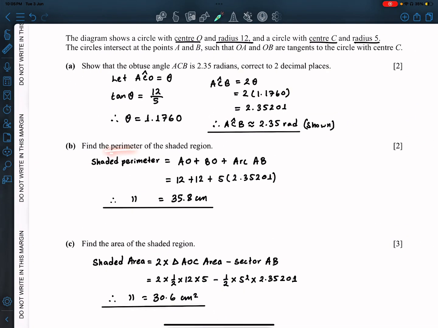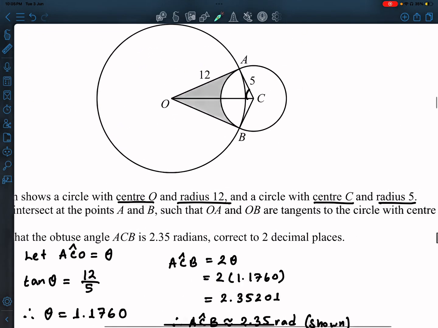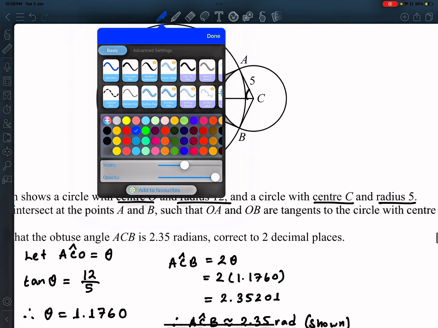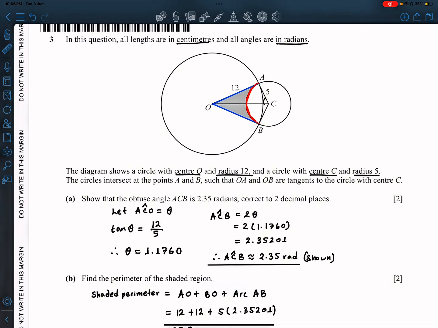Now they told us to find the perimeter of the shaded region. So what is the perimeter of the shaded region? We know the perimeter of the shaded region is made up of these two radii in blue, and this arc length over here, this red arc length. So this gives us the shaded perimeter.